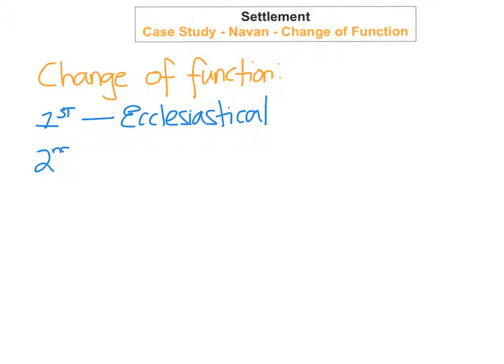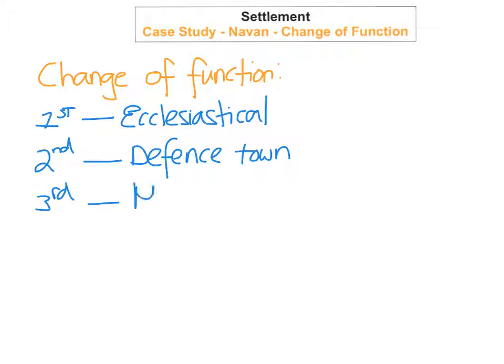Then this changed, and its second function was that it was very much a defence town. The reason why it was a defence town was because when the Normans came, many walls were built around the town, in order to defend and protect the settlement and the people that were living there. Over time, this then changed, and we can say the third function was a market town.